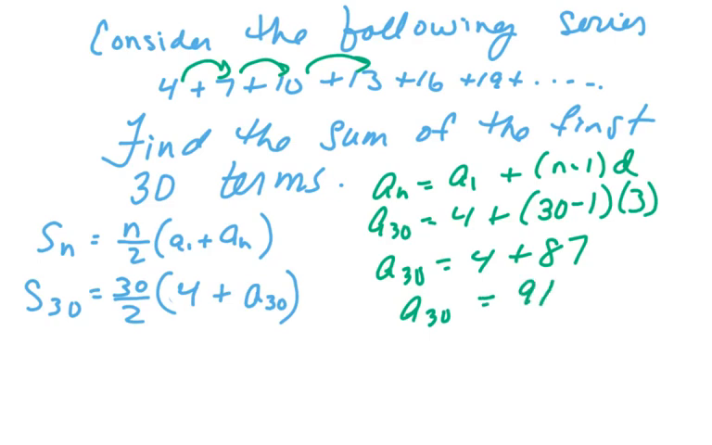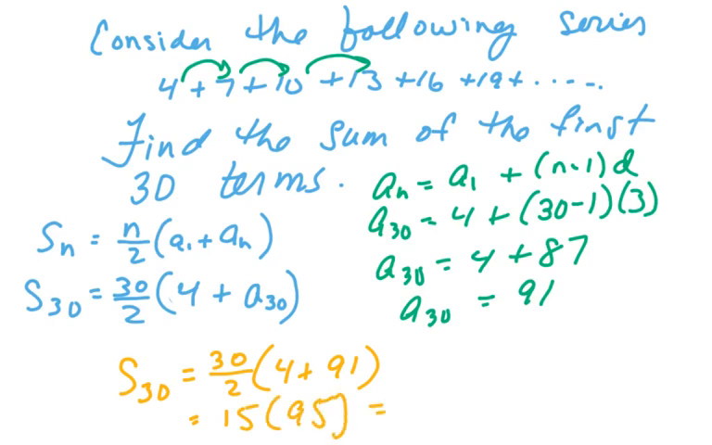So going back to our arithmetic series formula, the sum of the first 30 terms will be equal to 30 over 2 times 4 plus 91. So that's 15 times 95, which is 1,425.